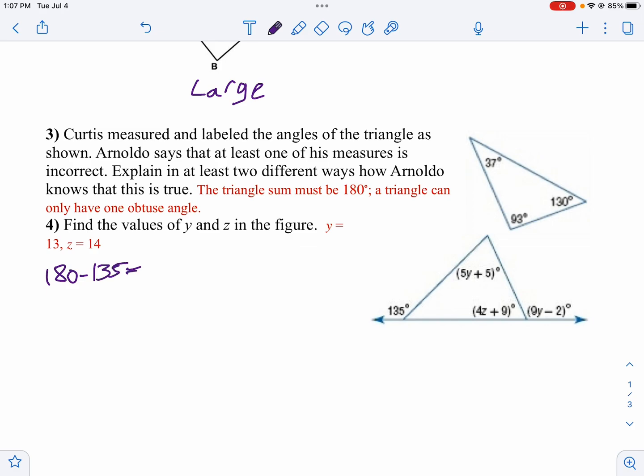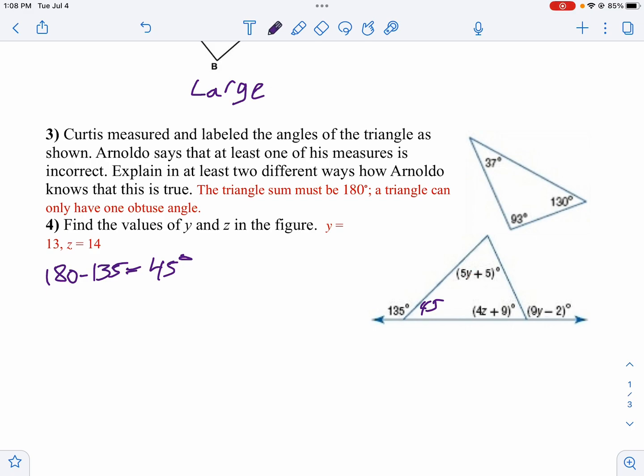So if we do that, I would take 180 minus 135. 10 minus 5 is 5. 7 minus 3 is 4, so I get 45 degrees. Now what I can do is use my exterior angle theorem with my y's, because I know 45 plus 5y plus 5 equals 9y minus 2.